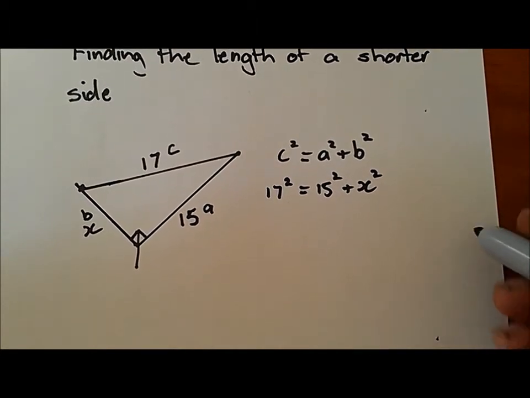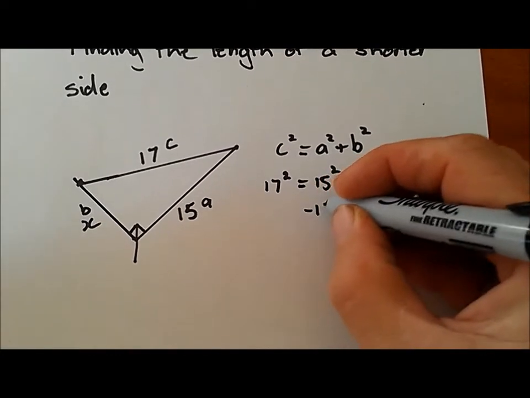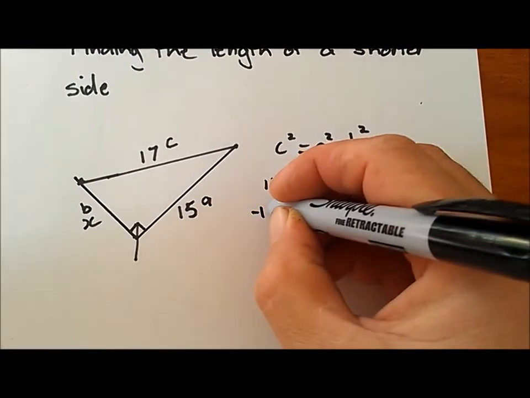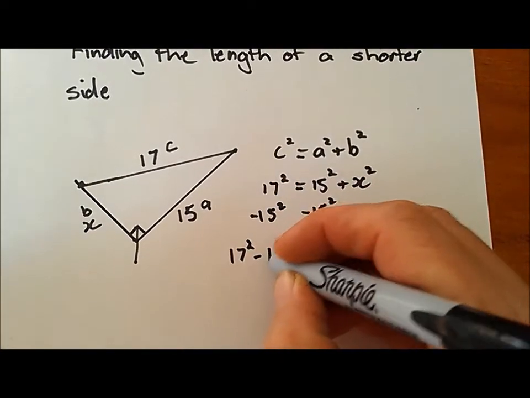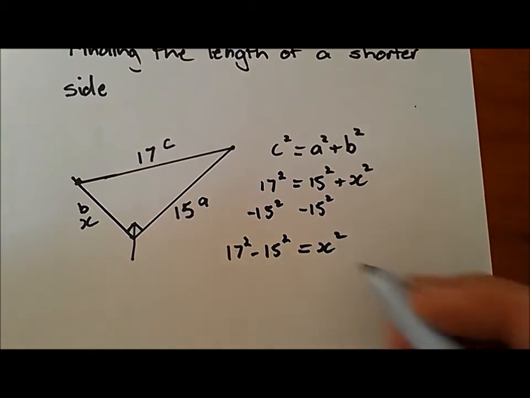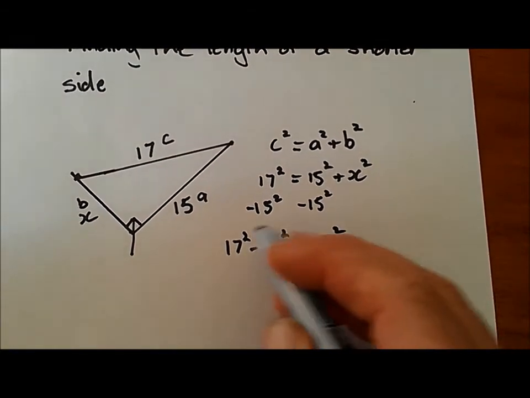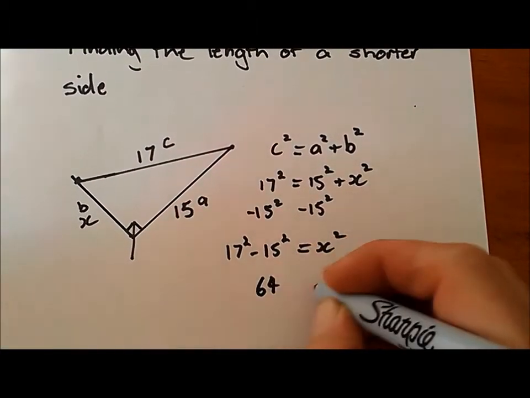I'm going to think back to my equation solving unit and think, well, if I want to get x on its own, I have to subtract 15 squared from both sides. So in other words, I get 17 squared minus 15 squared is equal to x squared. Now I've got x on its own, I just need to solve it. I'll do the calculation over here and plug that in the calculator. I get 64 is equal to x squared.